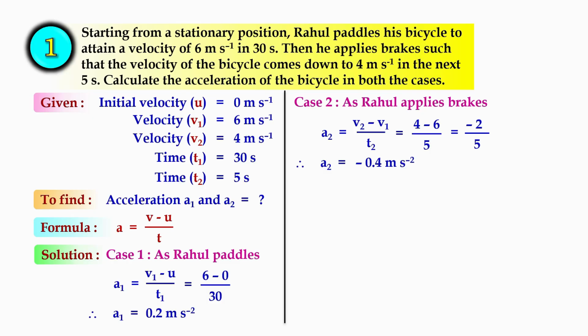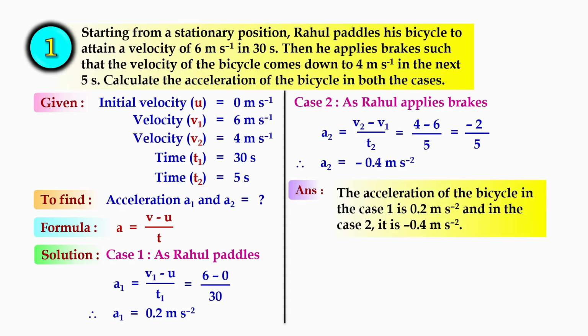So the acceleration becomes minus 0.4 meters per second squared. The negative sign shows that the bicycle is slowing down, which means this is deceleration. Therefore, the acceleration in the first case is 0.2 meters per second squared, and in the second case it is minus 0.4 meters per second squared.